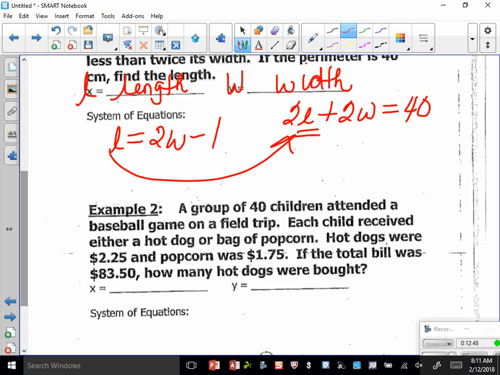All right, let's take a look at number 2. A group of 40 children attended a baseball game on a field trip. Each child received either a hot dog or a bag of popcorn. Hot dogs were $2.25, popcorn $1.75. The total bill was $83.50. How many hot dogs were bought? They didn't even ask for the popcorn, but you can do both. So let's just do H for hot dogs and P for popcorn.